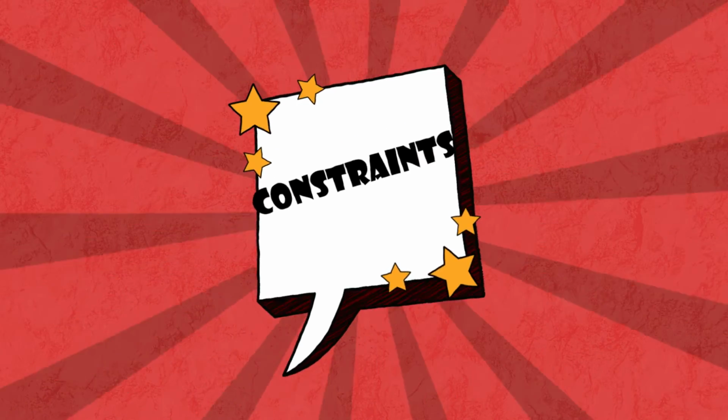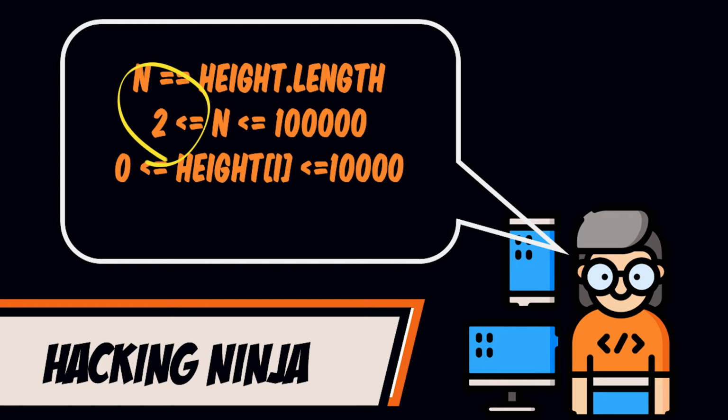Now, let's look at the constraints to get some additional information. We will have at least two elements in the array and the maximum elements can be up to 100,000. Each element will be a positive number ranging from 0 to 10,000. If you look at it from Earth's point of view, 0 is the ground level and the rise can go as high as 10,000, which is also approximately the distance of the atmosphere surrounding the Earth.